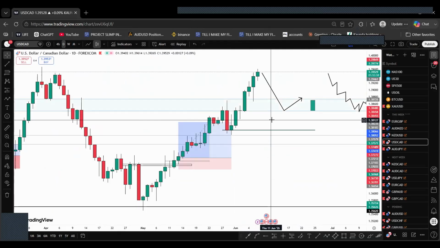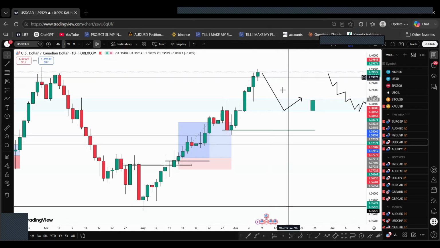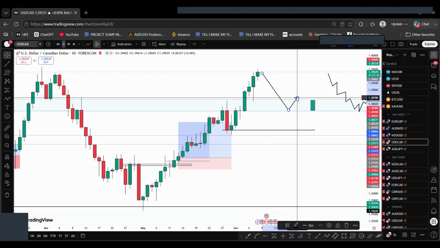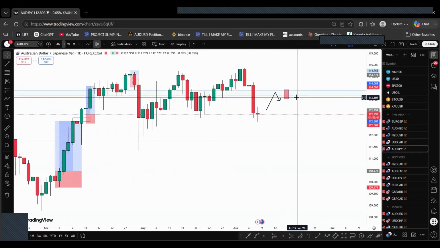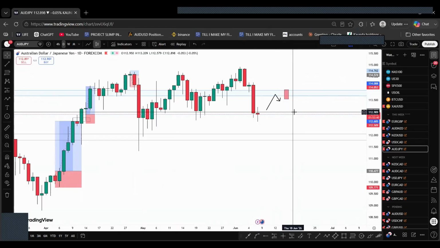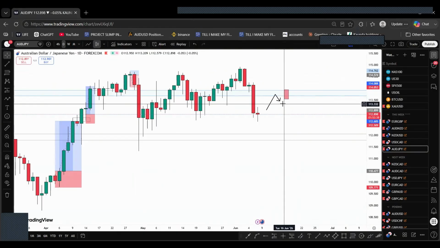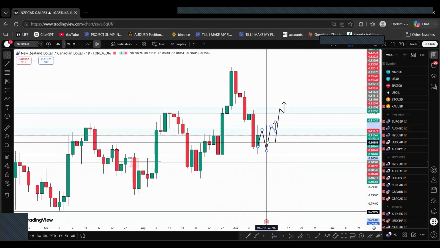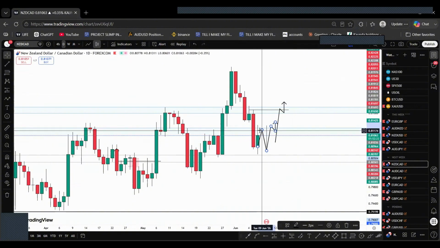USD CAD, we wanted price to retest back to this level, but price didn't do it. AUD CAD wanted price to retest back at this point, the price didn't do it, so we are still waiting. NZD CAD, price is having a nice daily rejection. But remember, I told you the 4 hours to make a lower low so that this can be a viable spot. So that means we'll be waiting more for that 4 hour shift.